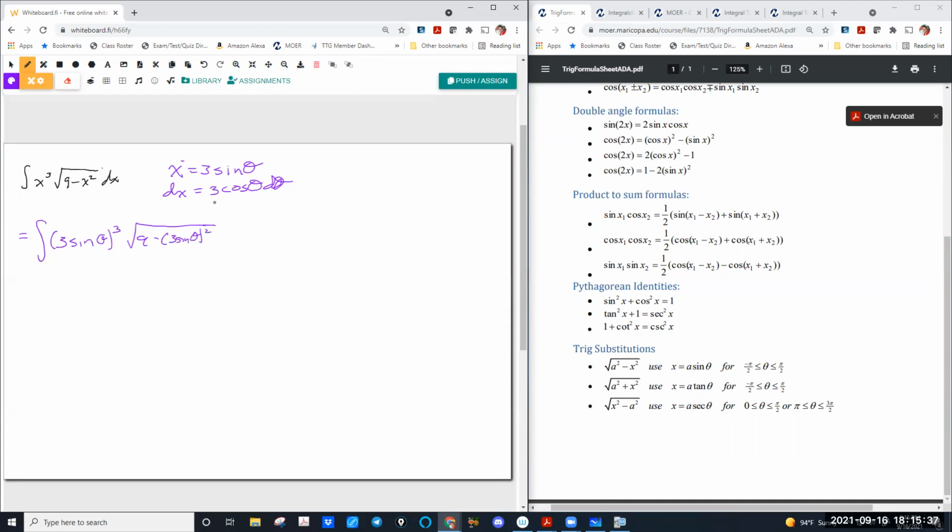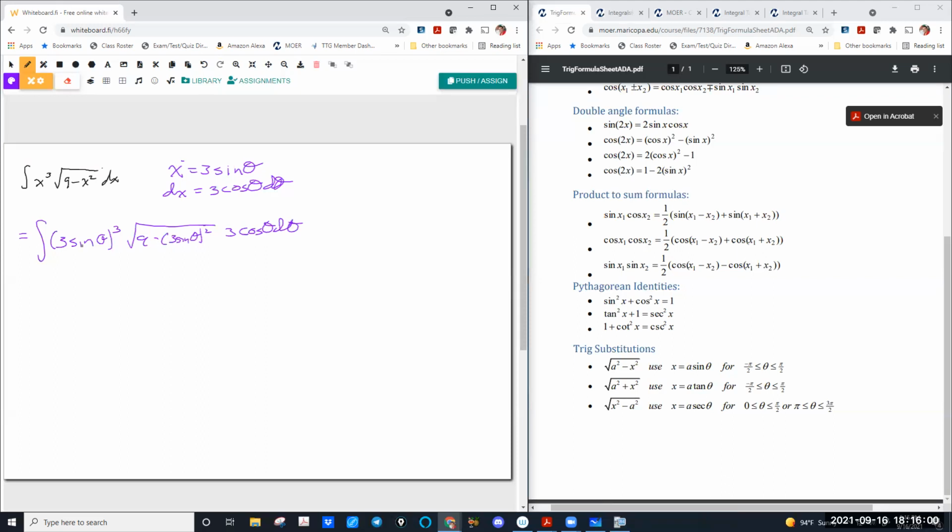And here's the part that most people forget. This is the most common error on trig sub, is forgetting to sub in the dx, which is a 3 cosine of theta d theta. We're going to do this one completely because there's something I absolutely got to show you at the end. The other ones we won't. Okay, what do we do next?